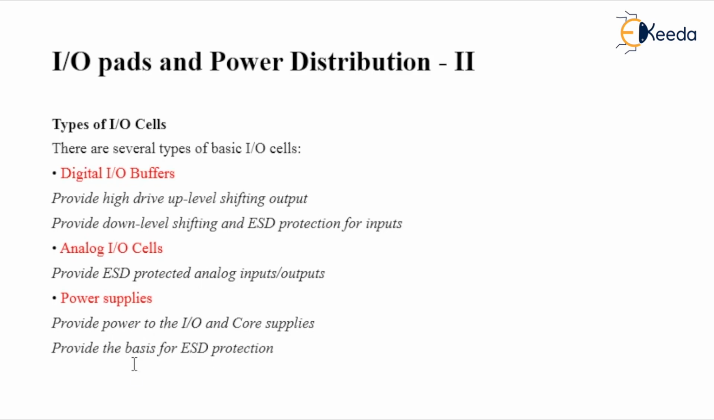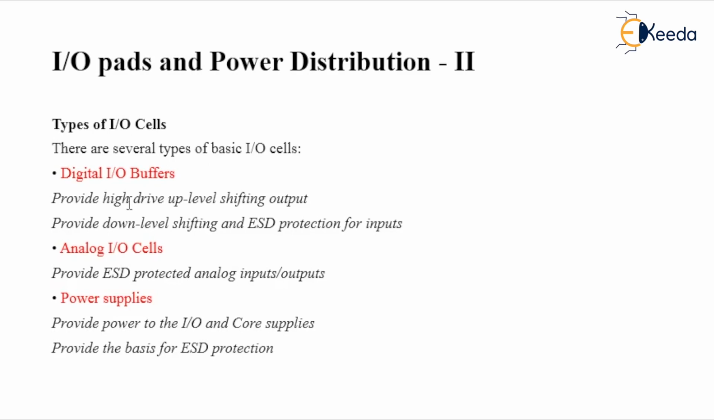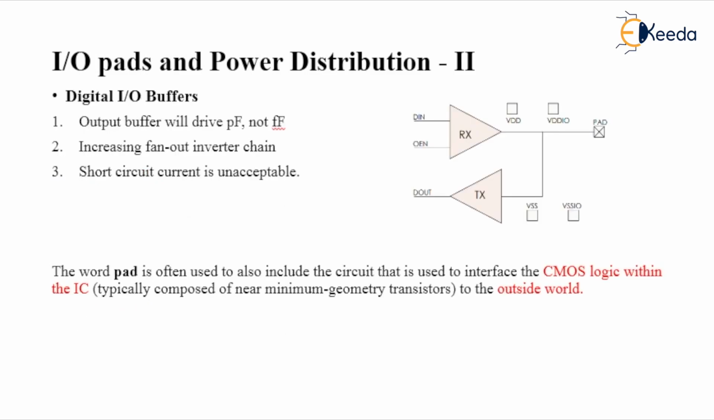Next, the power supplies have to provide power to the input/output as well as the core, meaning our processor. They have to provide power to the input/output and core supplies, and also provide the basis for ESD protection. Next, let us go through the individual parts of this discussion: digital input/output buffers, analog input/output cells, and power supplies.